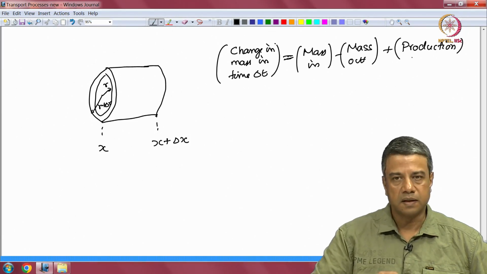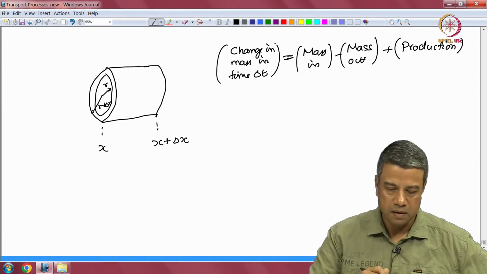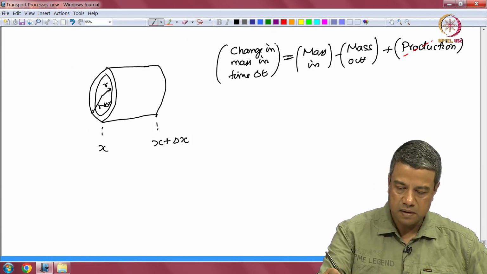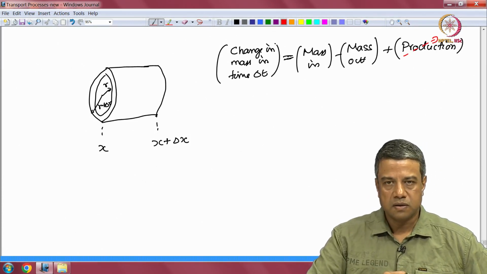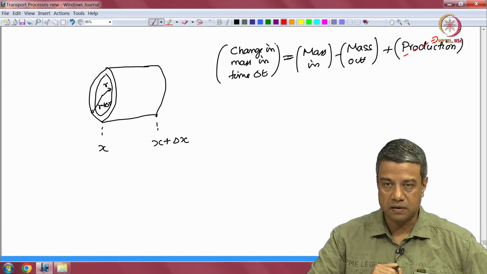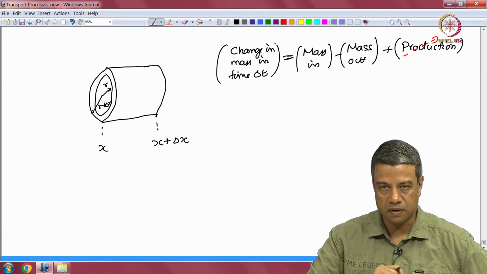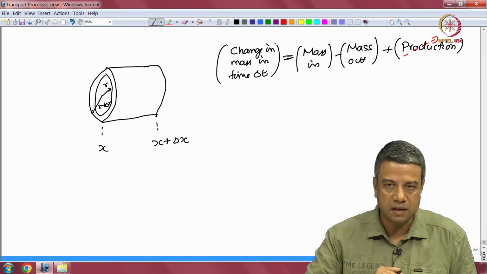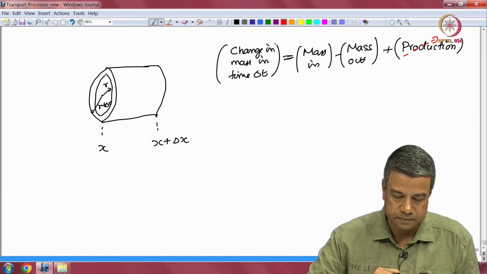Of mass in this time delta t. We will neglect the production for the time being. So far we have been writing the equations for the concentration. This is for the total mass, the total density of the fluid, the sum of all the concentrations. That's what we are writing this equation for.